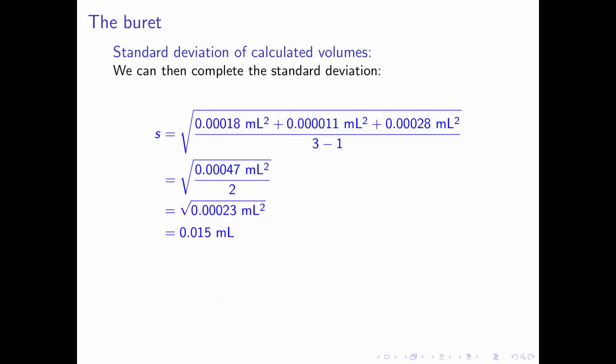Now we can complete the standard deviation. Our numerator has 0.00018 square milliliters plus 0.00011 square milliliters plus 0.00028 square milliliters. And again, our denominator is 3 minus 1. This gives 0.00047 square milliliters divided by 2, or 0.00023 square milliliters. When we take the square root, our standard deviation is found to be 0.015 milliliters.